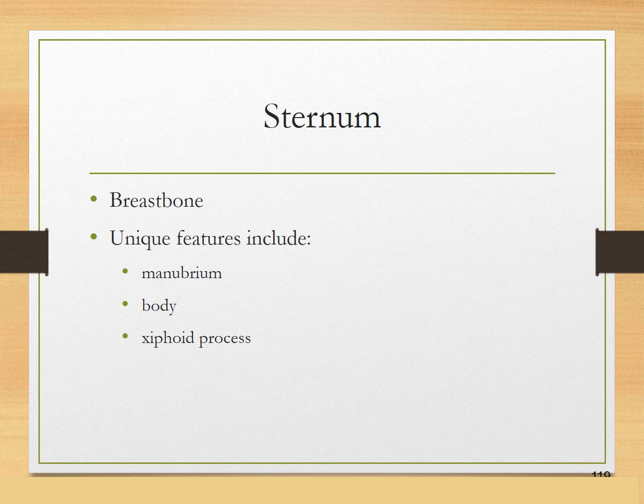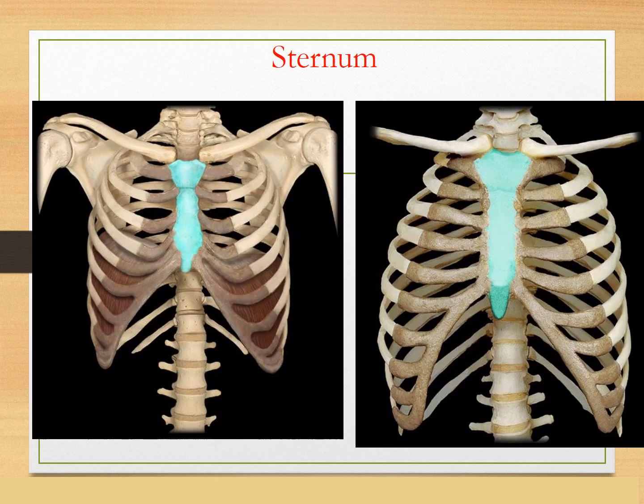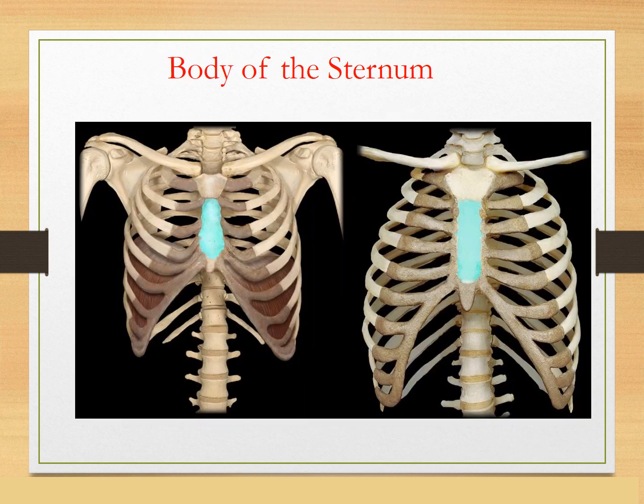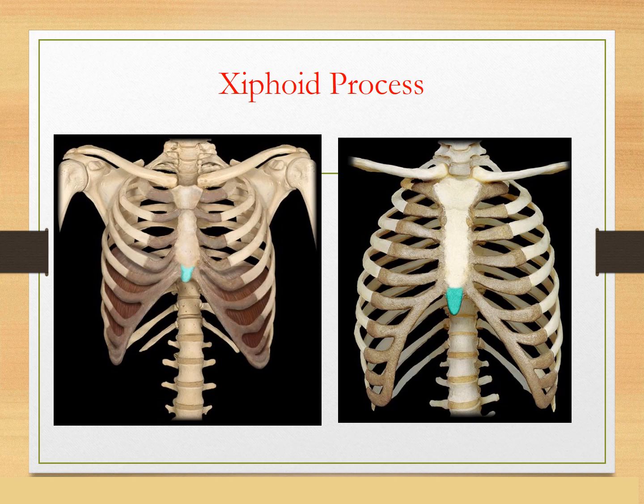The sternum is commonly known as the breastbone, and some unique features include the top portion known as the manubrium, the main part of the sternum known as the body, and the tip referred to as the xiphoid process. The top part is the manubrium, the main part is the body, and the very tip is the xiphoid process.